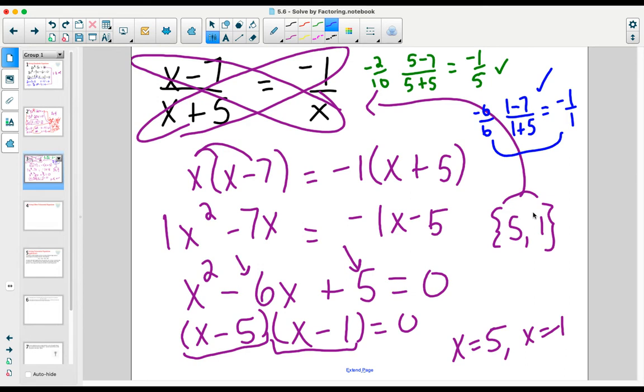So both of our answers, both of our solutions worked, and we solved them by using a very tried and true process that you're probably very familiar with, cross multiplication.